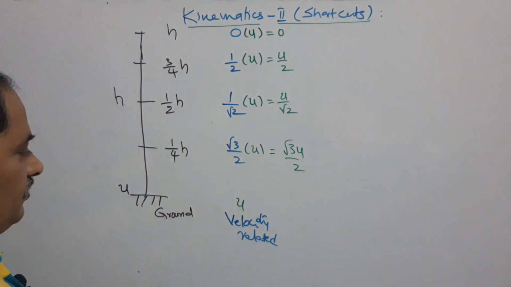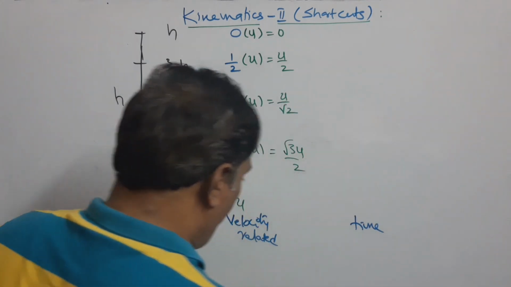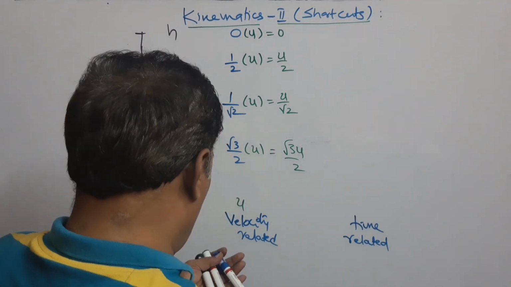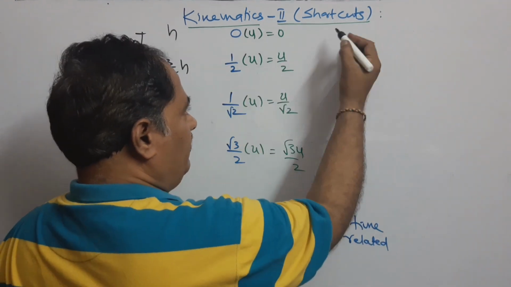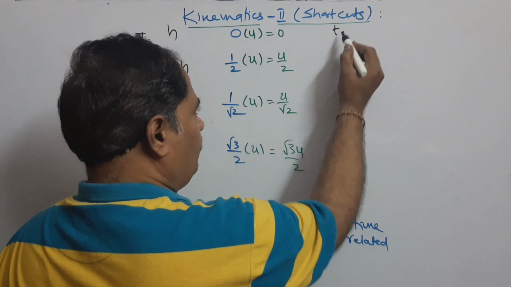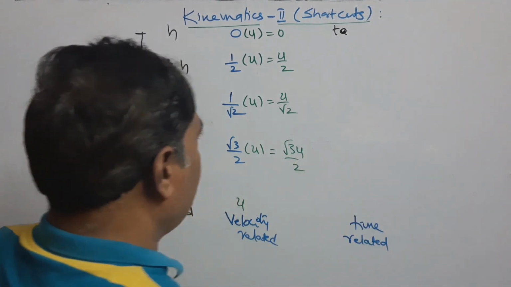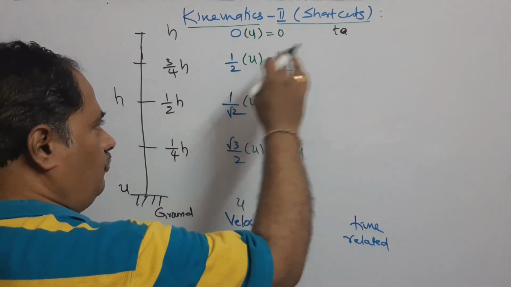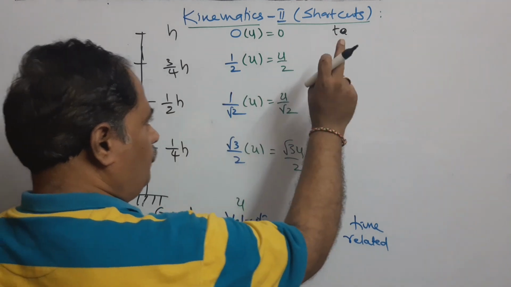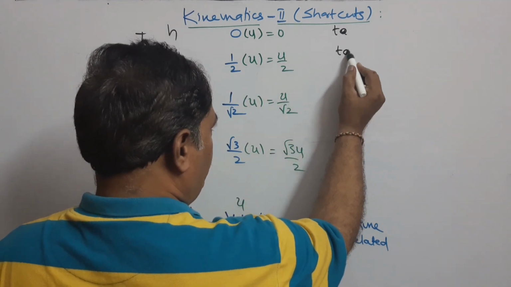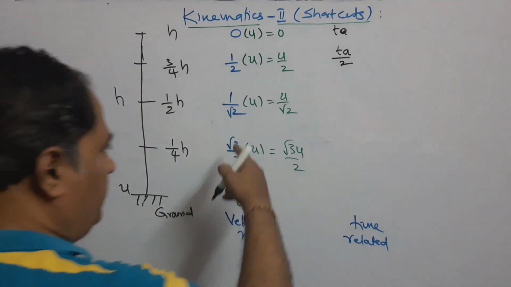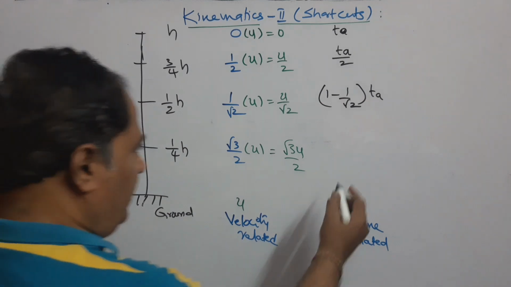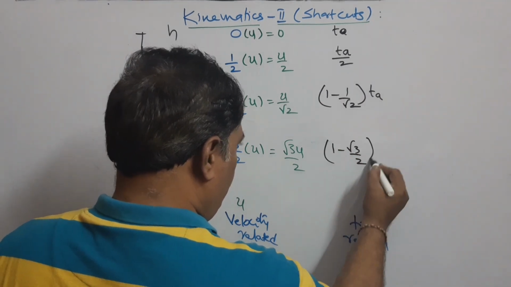Now, let us discuss the times. In the case of time related, the time taken by the object to reach maximum height is the time of ascent, which you can write as TA. Take 1 minus this value, multiplied by the time of ascent. Here 1 minus 1/2 gives 1/2, hence this is TA/2. Here 1 minus 1/√2 into TA. Here I can write 1 minus √3/2 into TA.